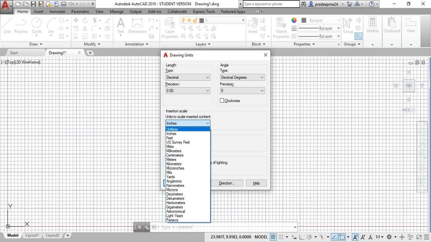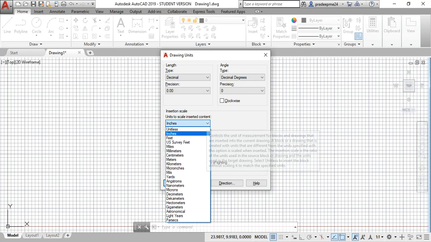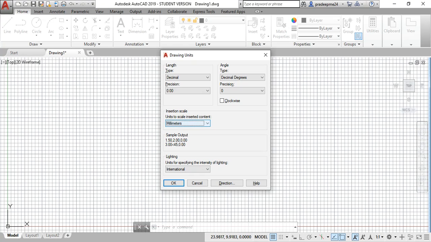The first one is unitless, and a lot of values are available: inches, feet, US survey feet, miles, millimeter, centimeter, meter, kilometer, microinches, mils, yards, angstroms, nanometer, microns, decimeter, decameters, like that. So there are different kinds of insertion scales available. Actually, most Indian drawings use millimeters, and also centimeters, meters and kilometers. I can choose millimeter for all my drawings because they are only small scale, small components and small structural views.